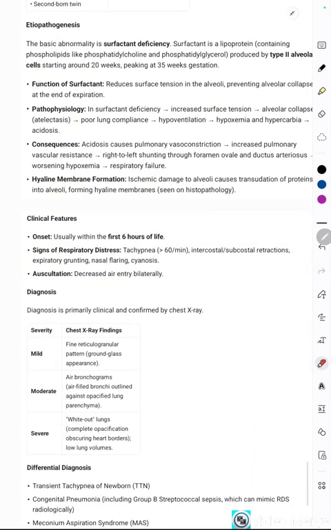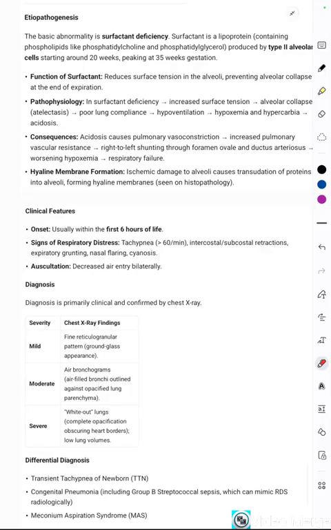Now, what is the pathogenesis? The pathogenesis is the surfactant deficiency, because the type 2 pneumocytes that produce the surfactant will not be mature if the baby is born at less than 34 weeks. The function of the surfactant is to reduce the surface tension, and when there is a lack of surfactant, the surface tension increases, because of which there is alveolar collapse or atelectasis. Poor lung compliance is seen, which leads to hypoventilation and hypoxia. The consequences of this hypoxia are acidosis, pulmonary vasoconstriction, increased pulmonary vascular resistance, and even more hypoxia. So that forms a vicious cycle.